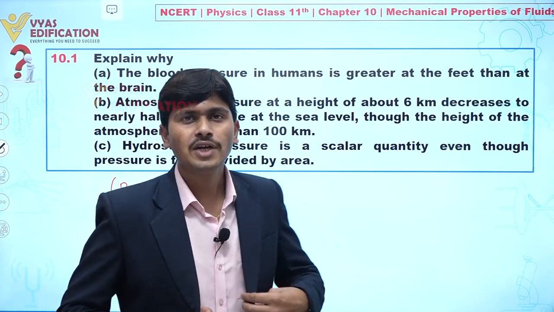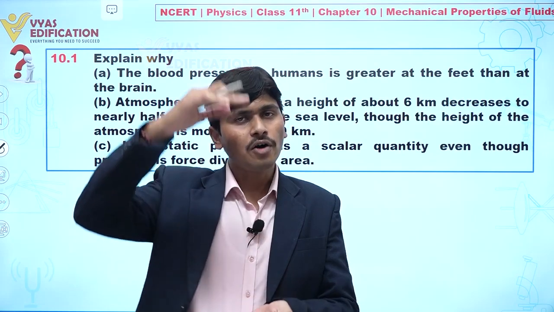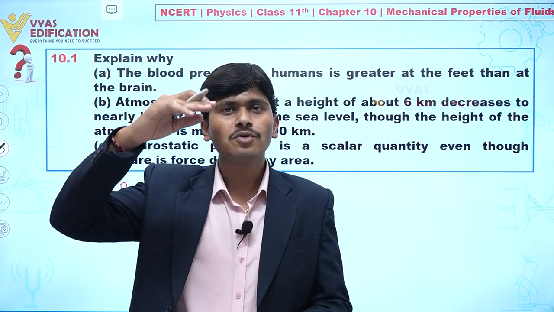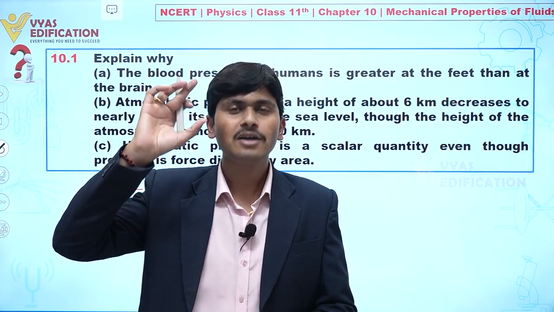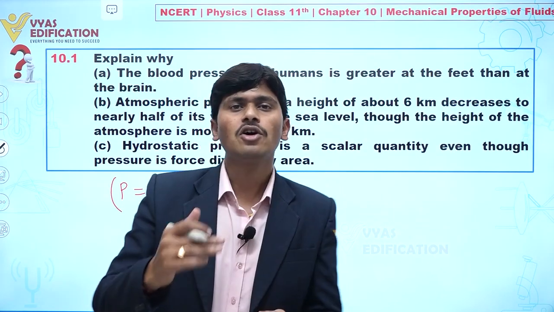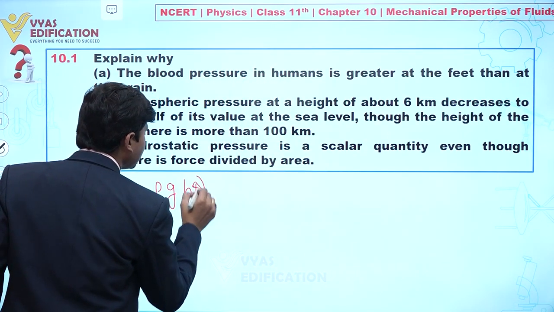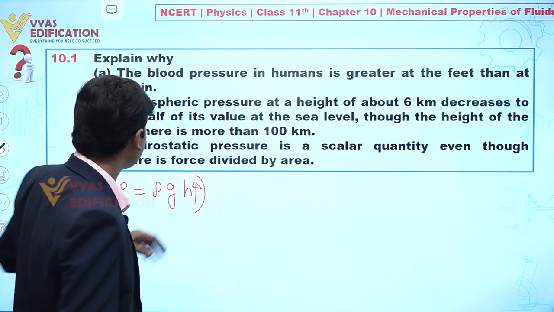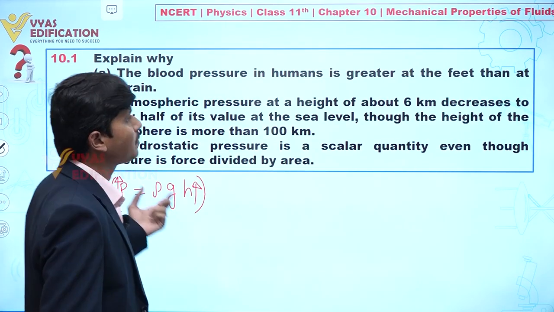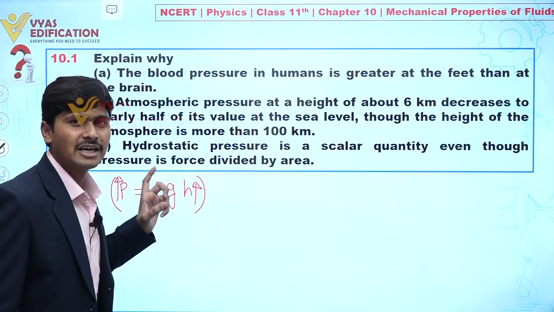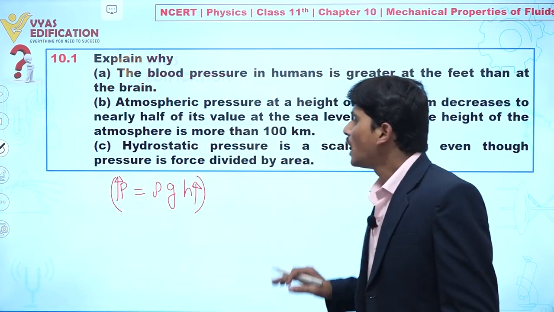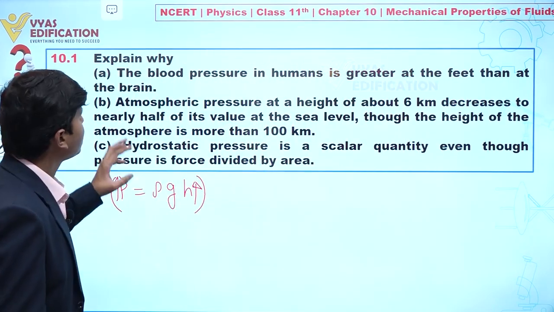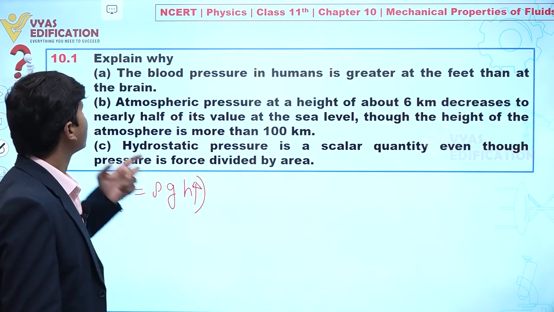So the blood pressure in humans is greater at the feet. Why? Because the height of the blood column from the feet is more compared to the height of the blood column at the brain. The value of h is more at the feet, so pressure is more at the feet compared to the brain. In short, because the height of the blood column is more at the feet, pressure in humans is greater at the feet compared to the brain.